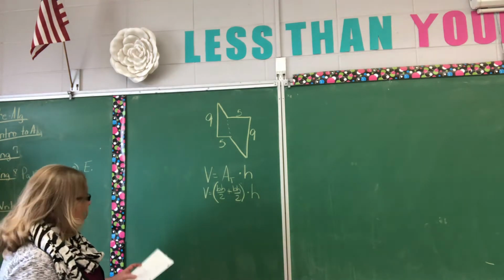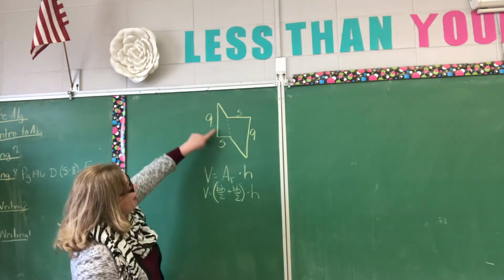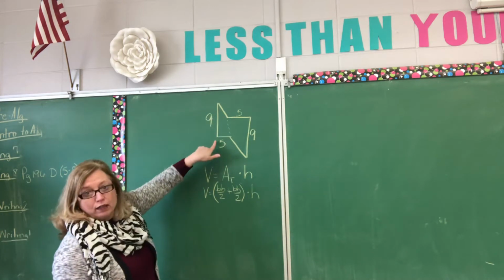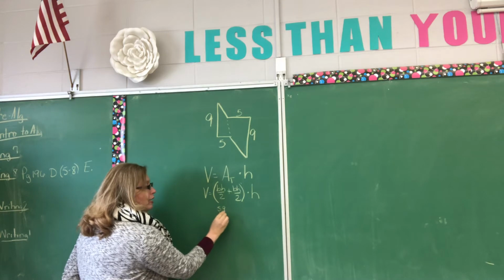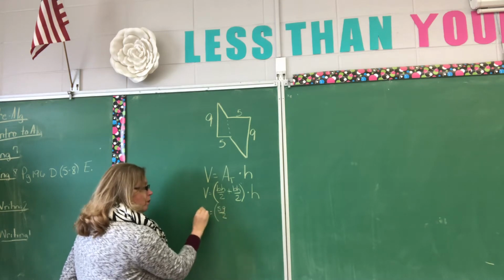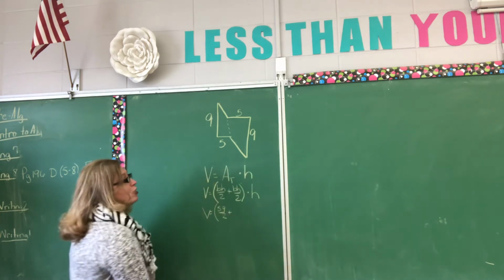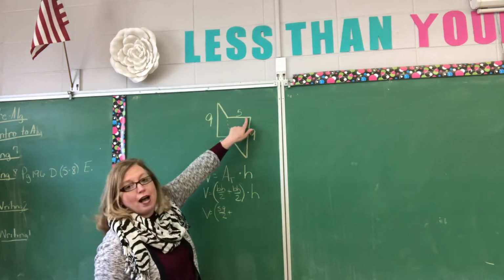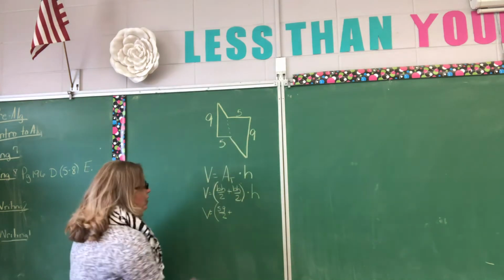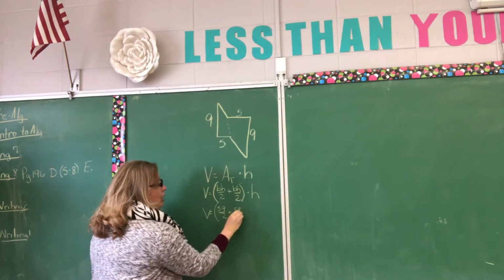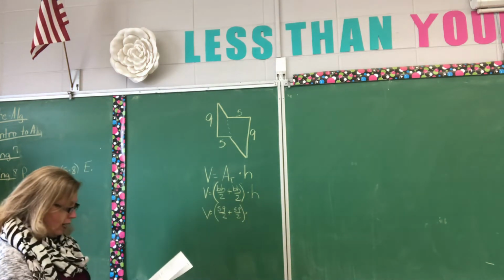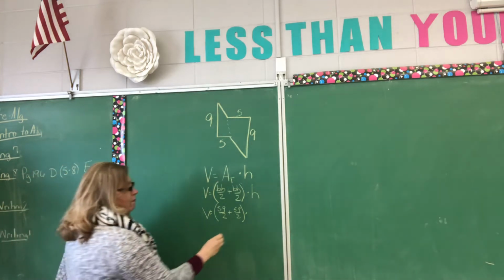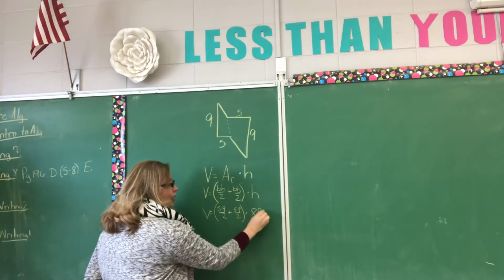So looking at your triangles, you have a base of 5 and a height of 9 on your first one. So we're going to say 5 times 9 divided by 2 plus, look at your second triangle, it's also got a base of 5 and a height of 9. So we're going to say 5 times 9 divided by 2. And our story problem told us that the height was 8 feet. So we're going to multiply that by 8 feet.